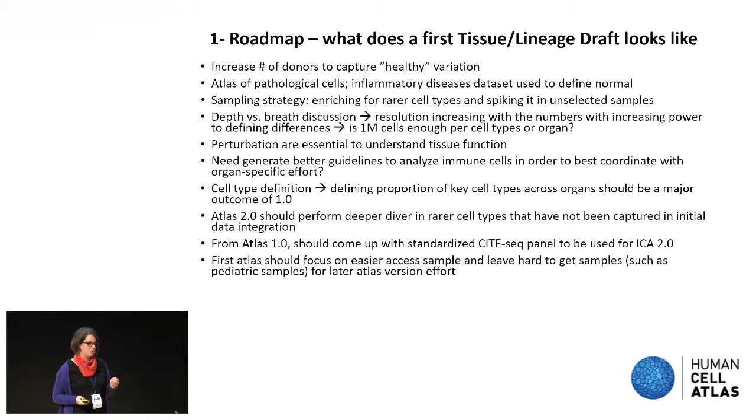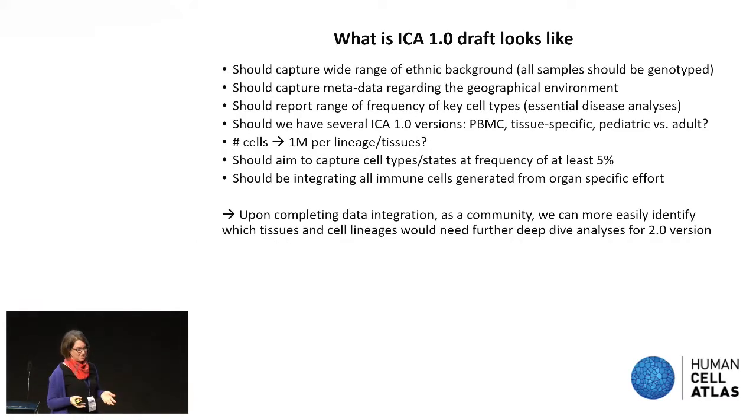And we should focus on the easier samples to access and leave the harder samples, like pediatric samples, for the next generation. So what does it look like for a first draft? We should make sure we capture a wide range of ethnic backgrounds, so there's a great Asian Pacific effort in that regard, and all samples should be genotyped and should also capture geographical environment. We should make sure that we report the range of frequency of cell types, which will be essential for disease analysis. Some people said that should be our main milestone.